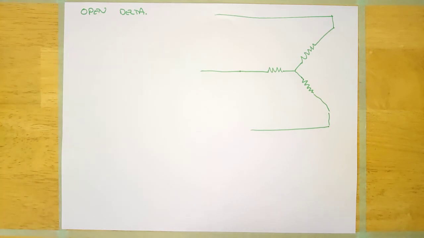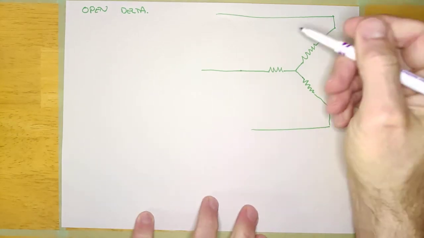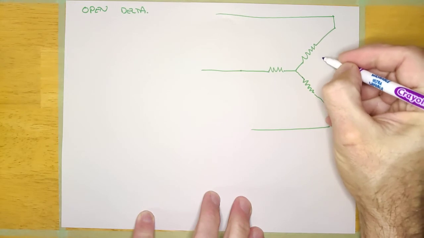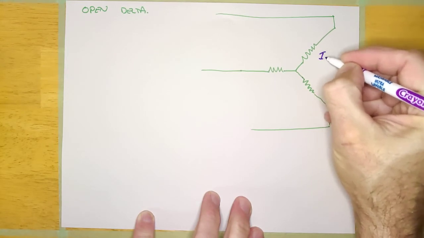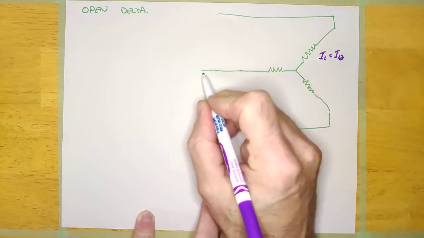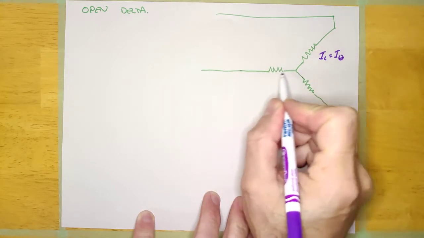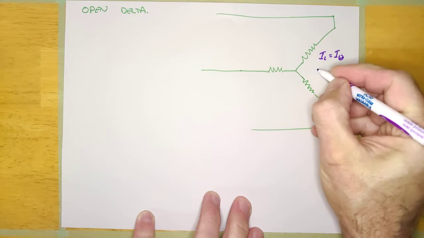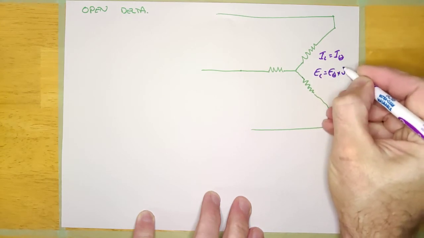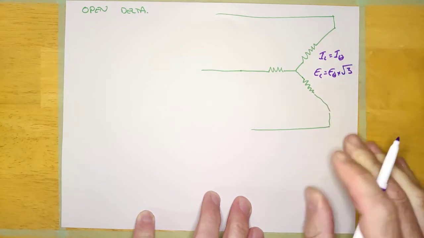Don't draw this. I just want you to watch this, guys, for a second. So this is a Y-connected load, guys, and we know with Y there's two things that are true, right? I line is equal to I phase for Y connected, right? So any line current I have here is also going to be the phase current, right? And then E line is equal to E phase times root 3, right?